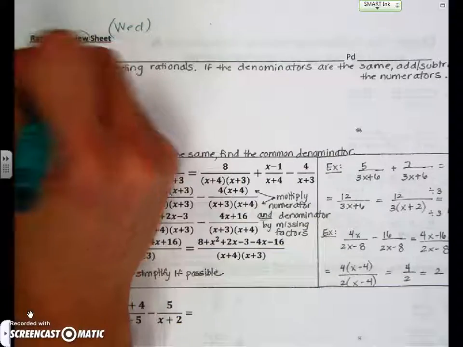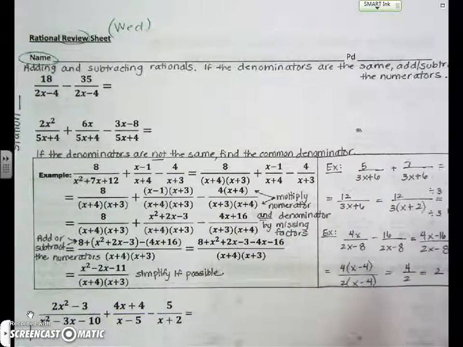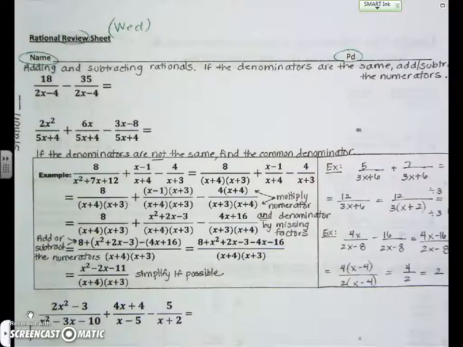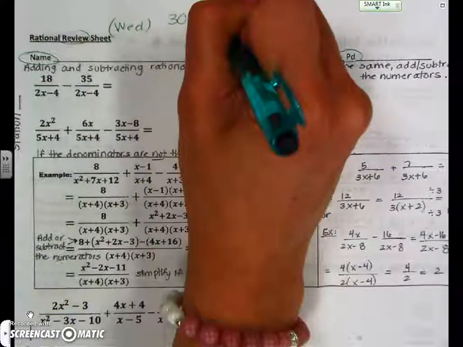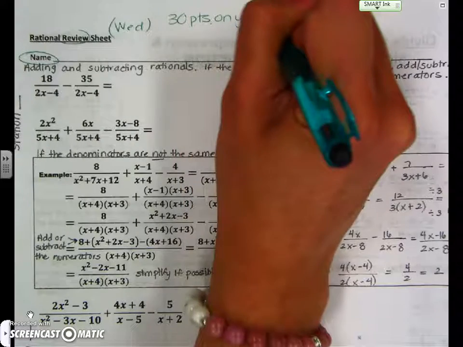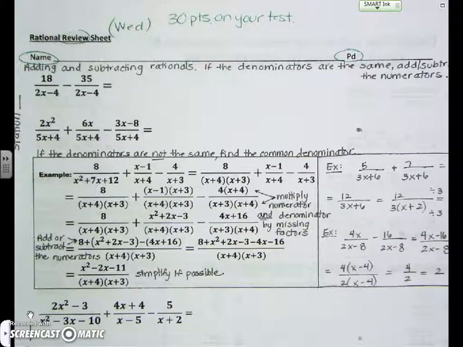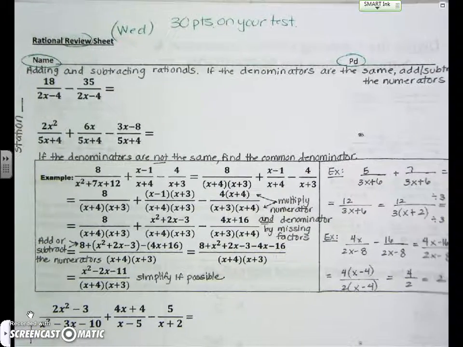Youth. Get out of here. Okay, name and class period please so that you guys can get the credit. Remember, this is 30 points on your test. You may use your review on your test, okay? Which is good.